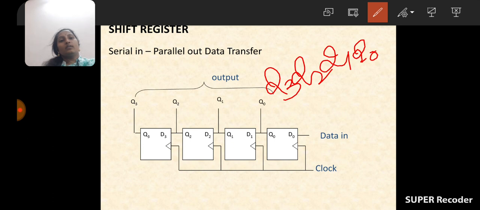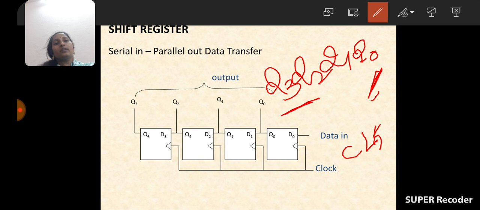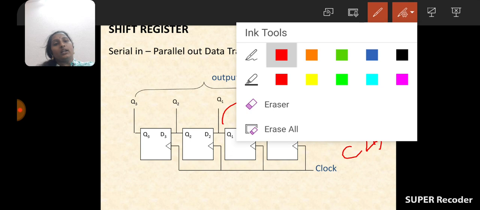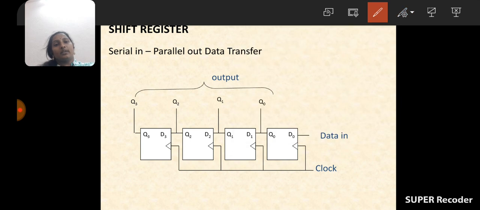So first we would like to select the LSB bit. So we consider the LSB bit. First the bit Q1 is entered, and after application of the first clock pulse, Q1 is shifted to the output of flip-flop 1. And after that we would like to give the data Q3. After the application of one clock pulse, Q3 is shifted here and we are getting Q2 here. And after application of the third clock pulse, Q3 shifted here, Q2 shifted here and Q1 shifted here.